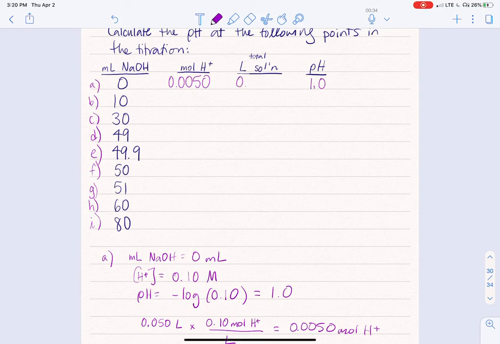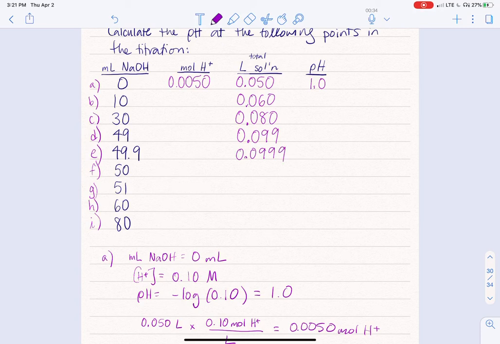I have 50 milliliters, also known as 0.05 liters, as my total volume of analyte. Now, as I'm adding sodium hydroxide, my total volume should be going up. So 50 plus 10 is 60 milliliters, or 0.06 liters. 50 plus 30 is 80 milliliters, or 0.08 liters. 50 plus 49 is 0.099 liters, and so on and so on. So I can actually keep track of the total volumes of the analyte at different points in the titration.